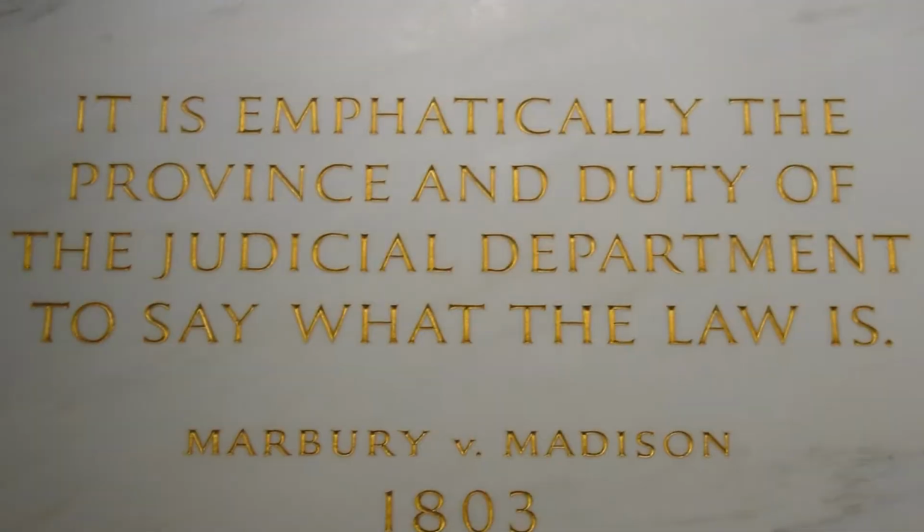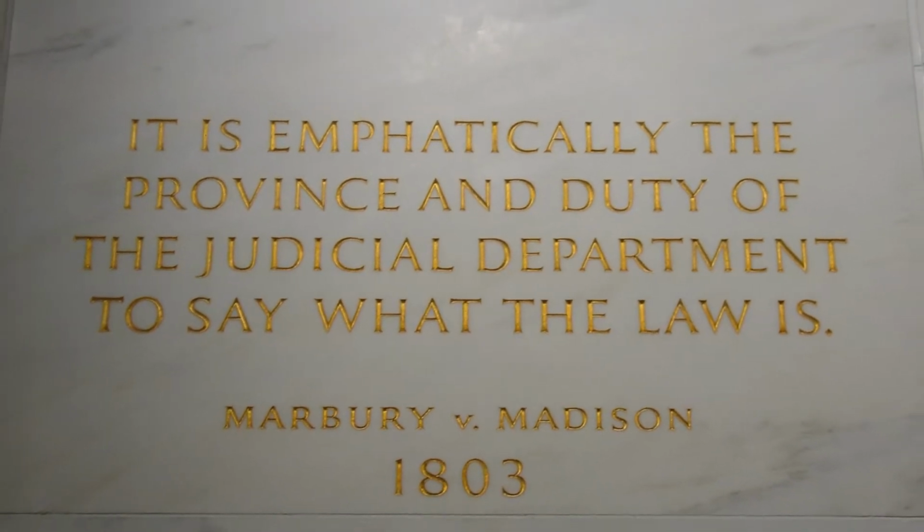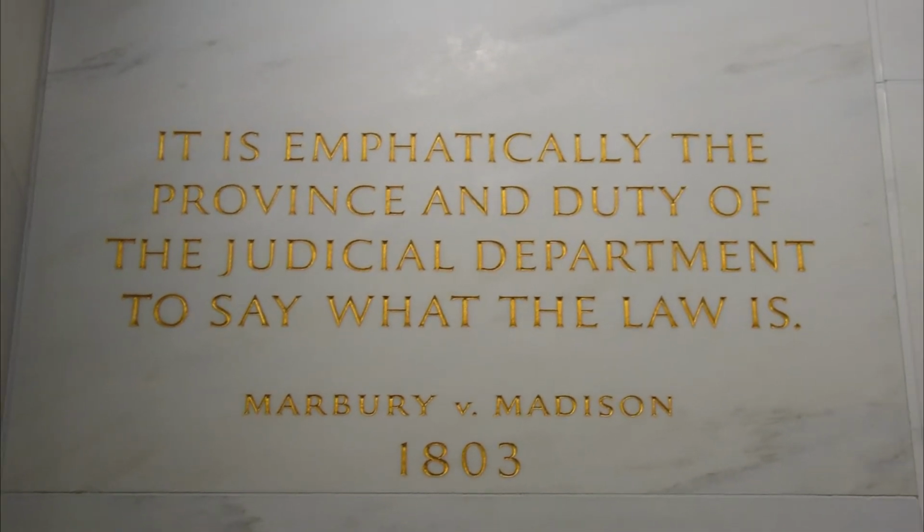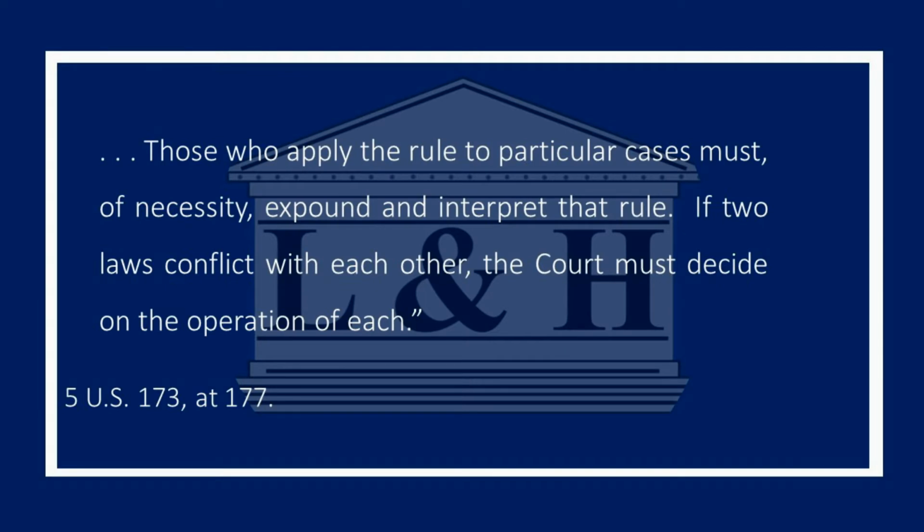The court, in one of the opinion's most famous passages, wrote that, quote, "It is emphatically the province and duty of the judicial department to say what the law is. Those who apply the rule to particular cases must, of necessity, expound and interpret that rule. If two laws conflict with each other, the court must decide on the operation of each." And to that end, the court did decide. It held that Section 13 of the 1789 Act was unconstitutional, and therefore null and void. It was repugnant to the Constitution.